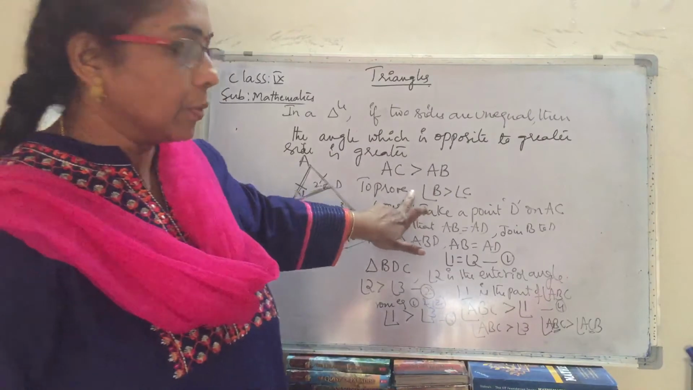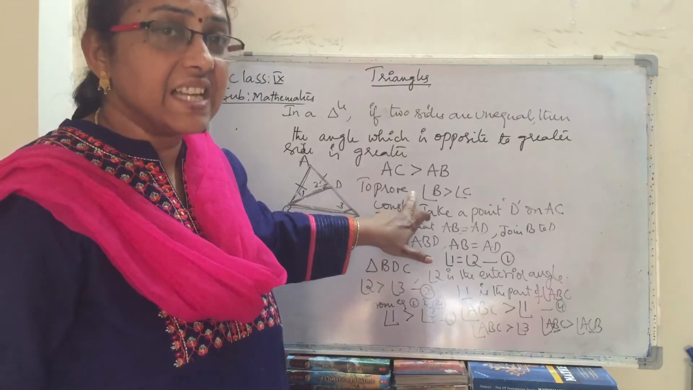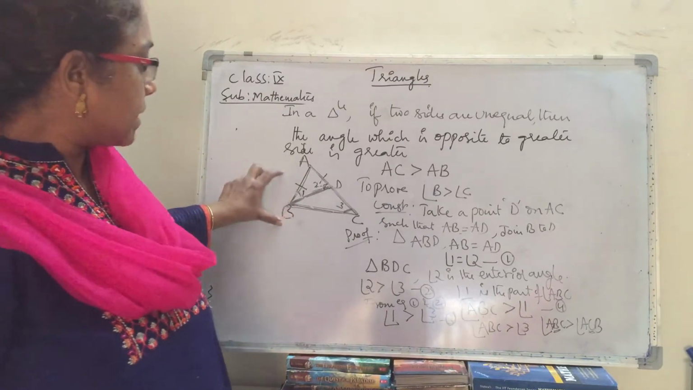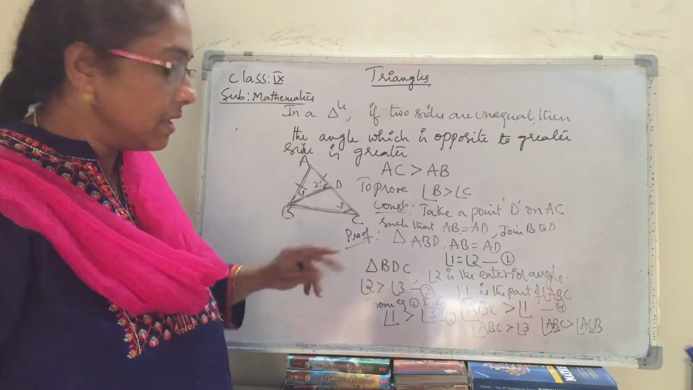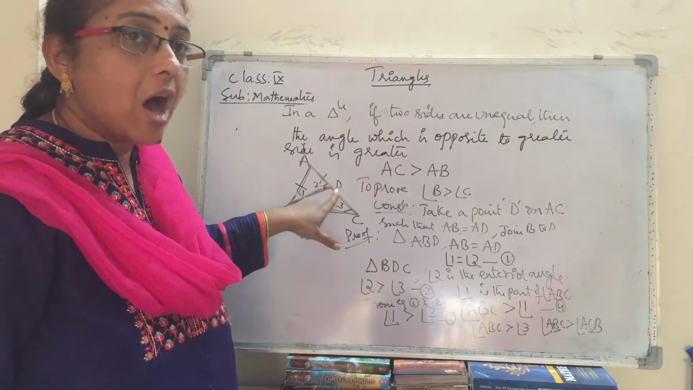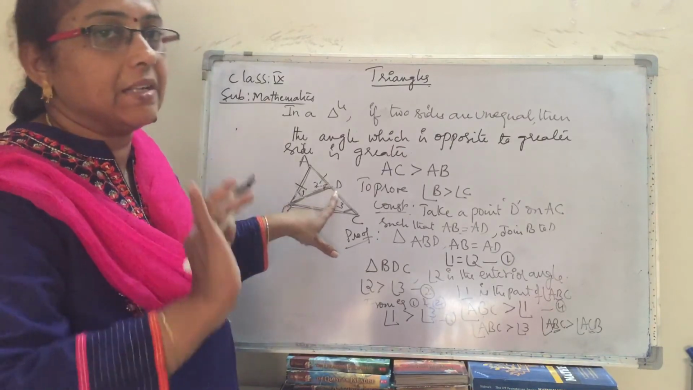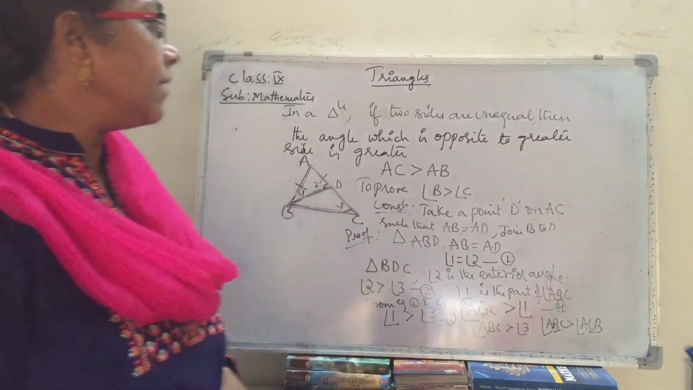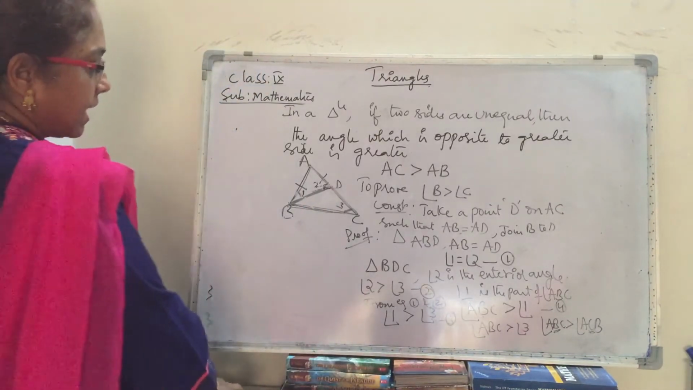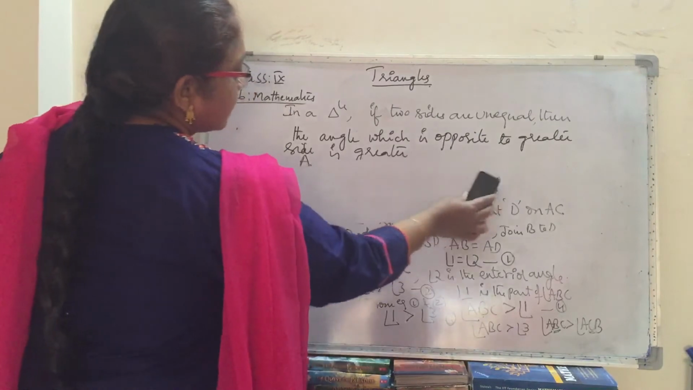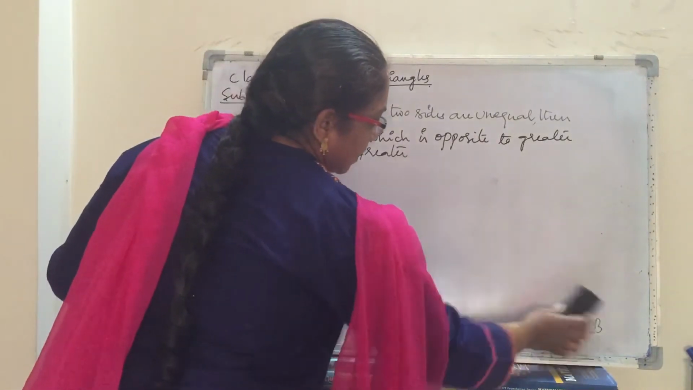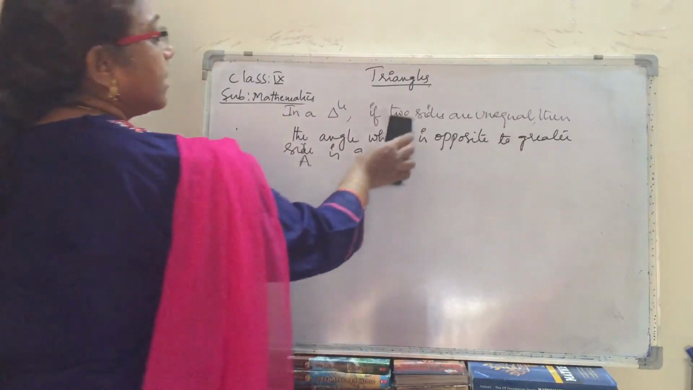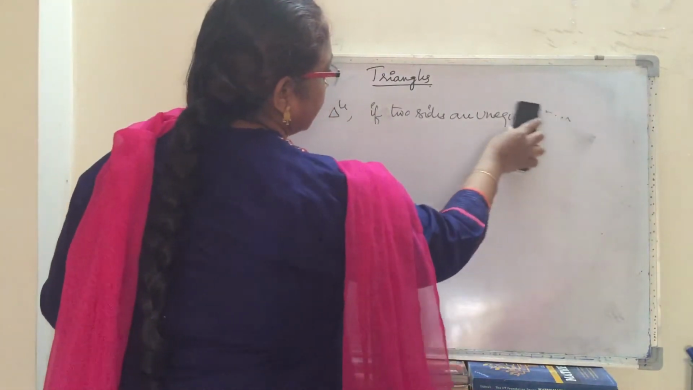What we have to prove? Is it clear, children? In a triangle, if two sides are unequal, then the angle which is opposite to the greater side is greater. Now we will prove the converse of this statement. What is the converse, children? Here we took two sides unequal; now we will take two angles unequal.